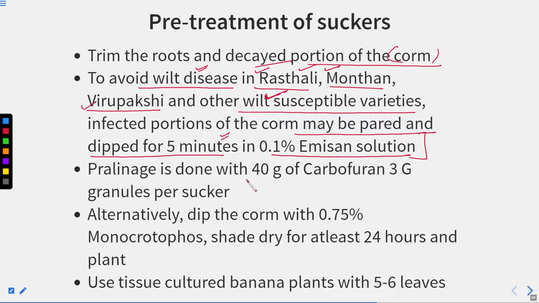And pralinage is done with 40 grams of carbofuran 3G granules per sucker. Alternatively, dip the corm in 0.75% monocrotophos, shade dry for at least 24 hours and plant it. Use tissue cultured banana plants with 5 to 6 leaves. So if we are following tissue culture, then our tissue culture plant should have 5 to 6 leaves. So this we can do.